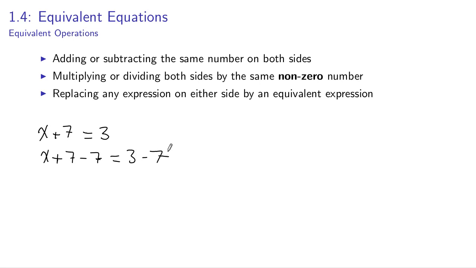Multiplying or dividing both sides of an equation by the same non-zero number also results in an equivalent equation. For instance, if we have 3x equals 7, we can divide both sides of the equation by 3. And that is an equivalent equation.